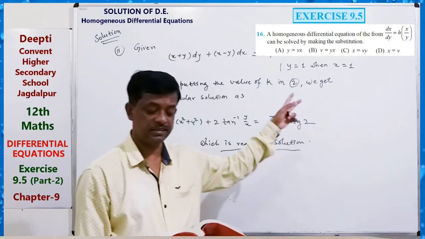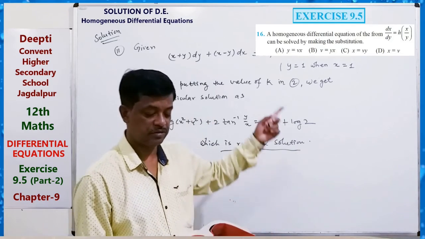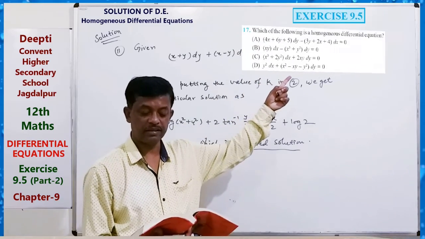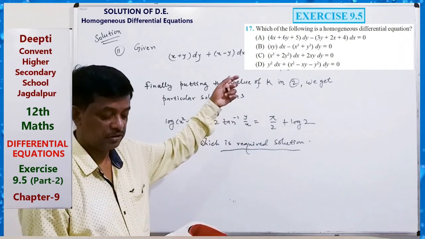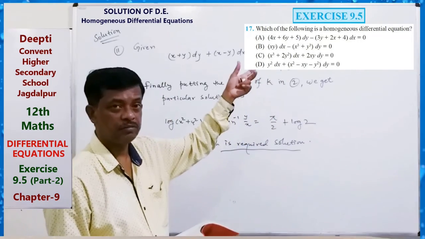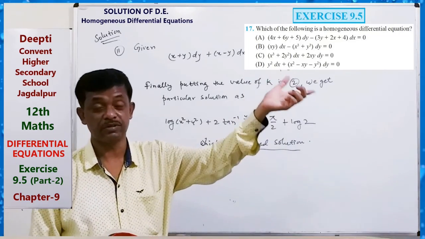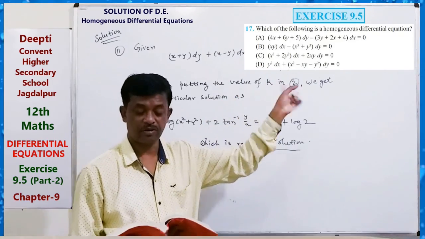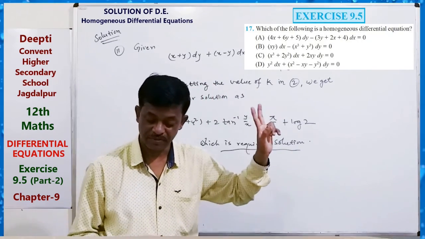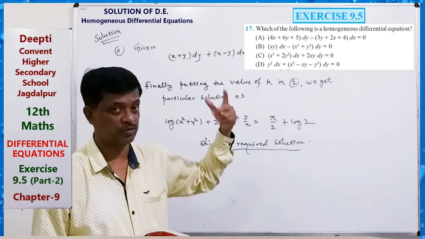And question 17 is also which of the following is a homogeneous equation. So see first question, 4x plus 6y plus 5 divided by 3y plus 2x plus 4. This is not homogeneous function because they are a constant function. So not homogeneous. And second, xy and x cube y cube, not homogeneous. Third, x cube x square and xy, not homogeneous.